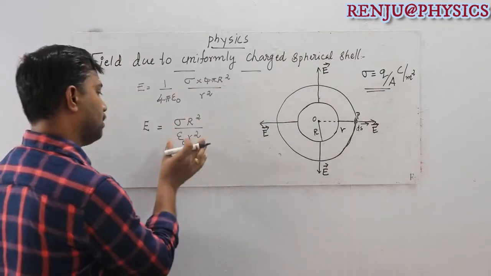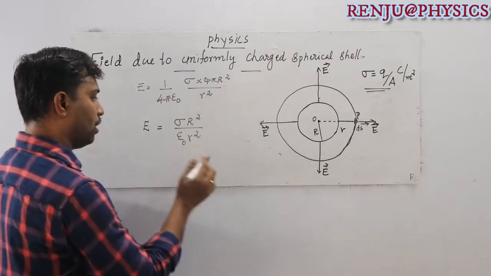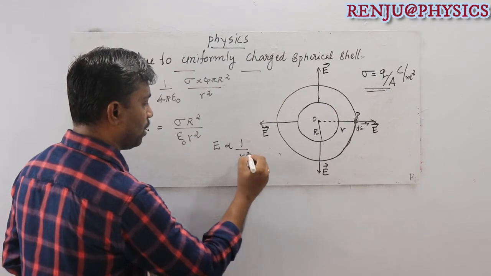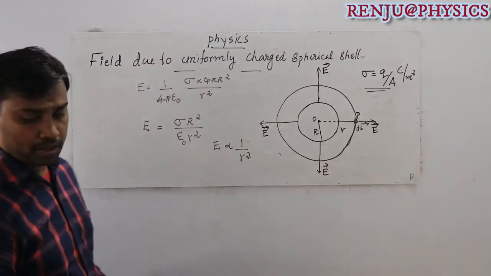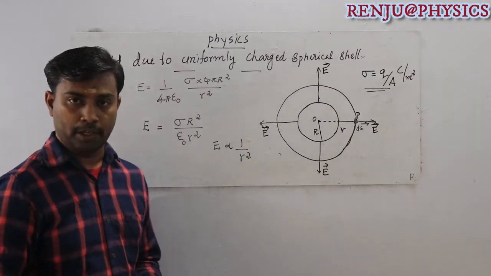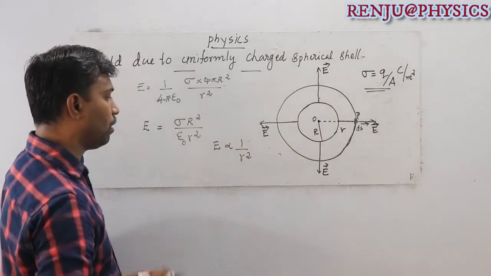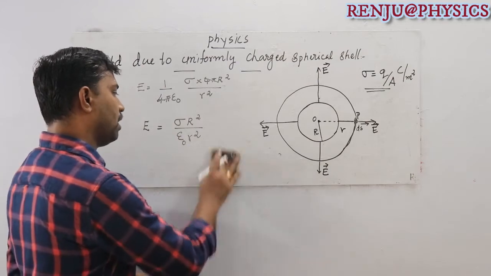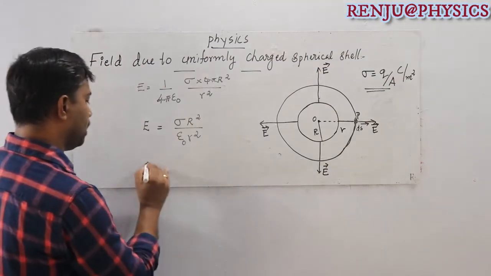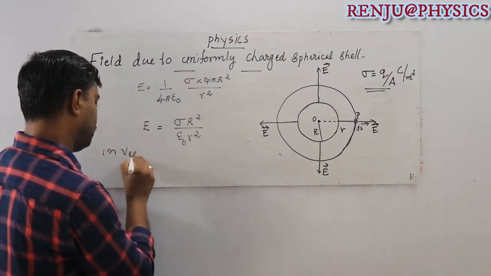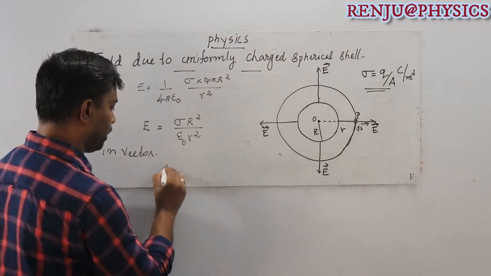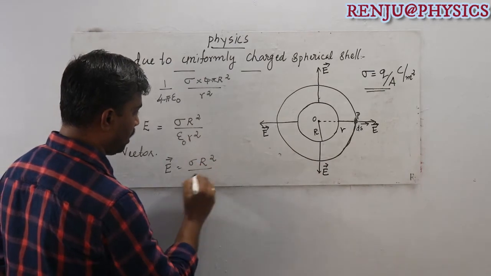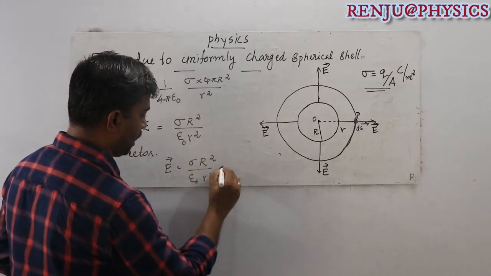From this we find that E is proportional to 1 by r squared. In vector form, E vector is equal to sigma capital R squared divided by epsilon 0 r squared n cap.